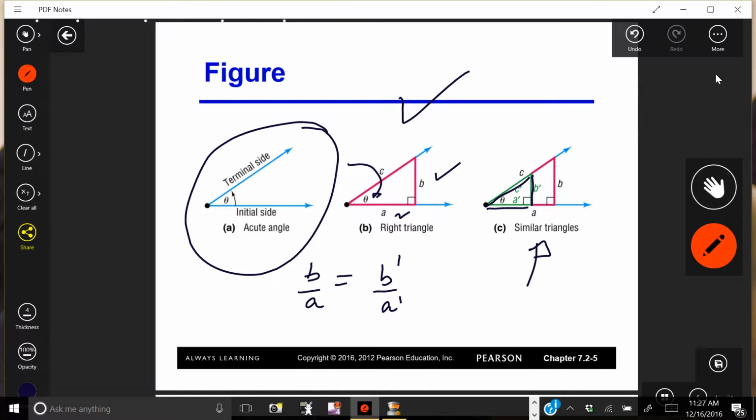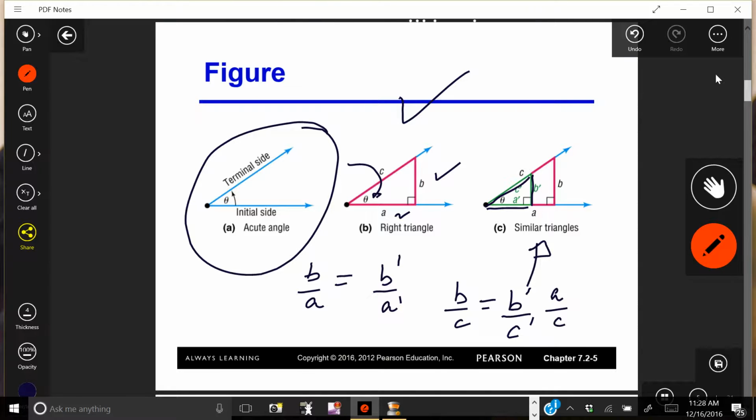And similarly, B over C, since they are similar triangles, is going to equal B prime over C prime. Similarly, A over C will equal A prime over C prime.